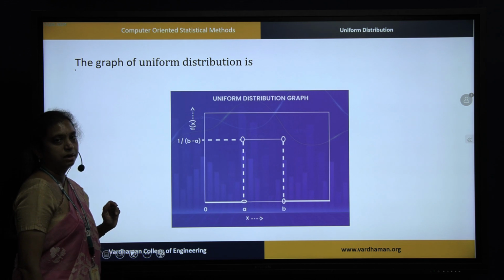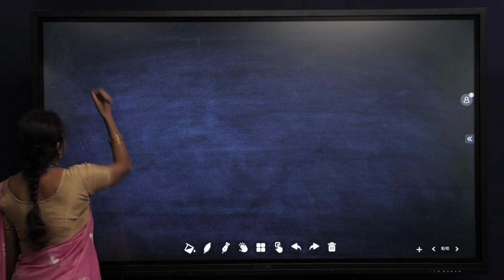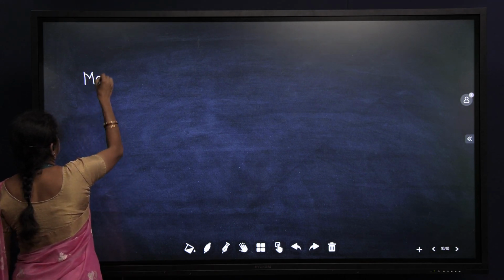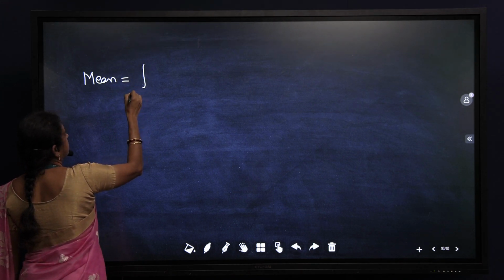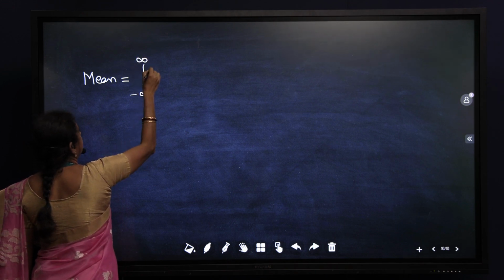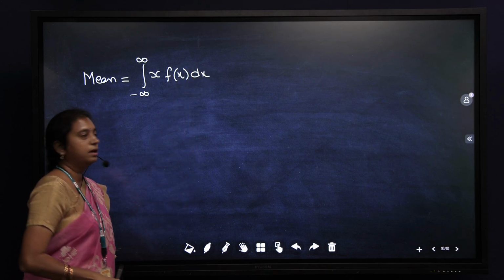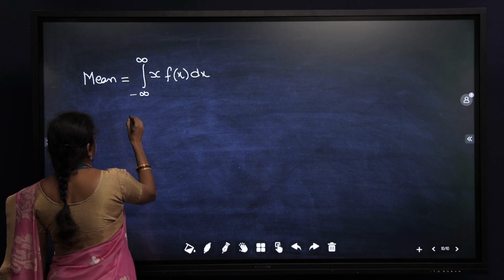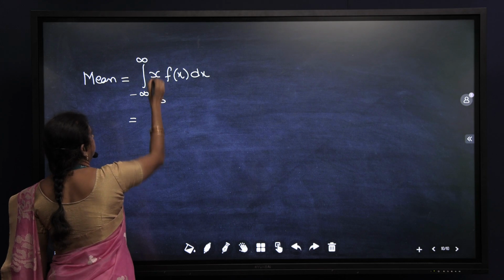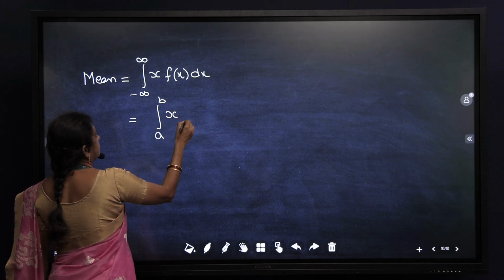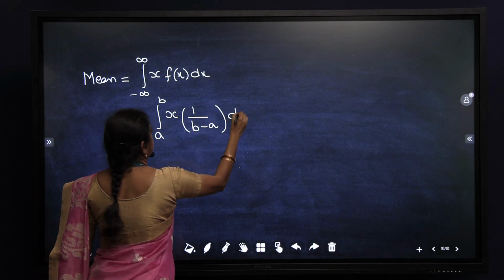Now we'll see what the mean and variance of the uniform distribution are. Mean is given by, as we already know from the previous video, for a continuous distribution the integral of x times f of x dx between limits minus infinity and infinity. So this is equal to the integral with limits from a to b of x times f of x, where f of x is given by 1 by (b minus a), dx.